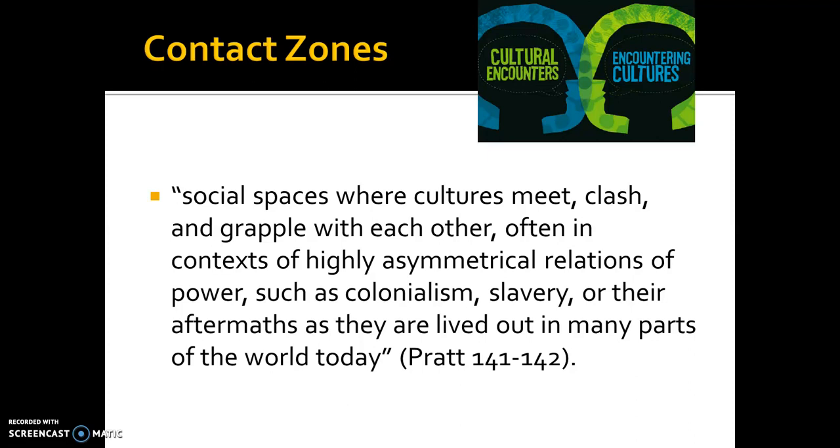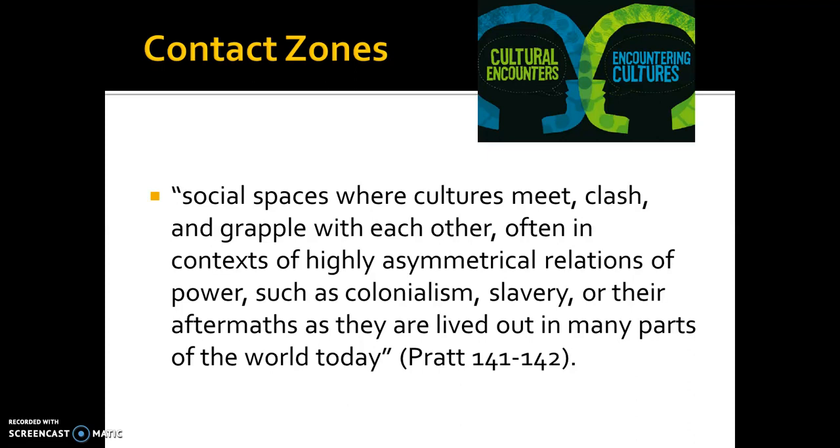But basically, the definition of contact zones, which you're going to talk about in your second literature discussion board, is important, so I think we should break down the definition going forward. Mary Louise Pratt defines contact zones as social spaces where cultures meet, clash, and grapple with each other, often in contexts of highly asymmetrical relations of power. That's an important part of the definition. Such as colonialism, slavery, or their aftermaths, as they are lived out in many parts of the world today.